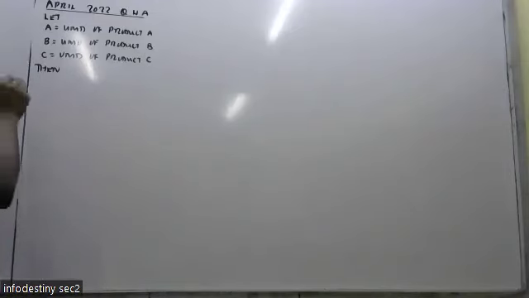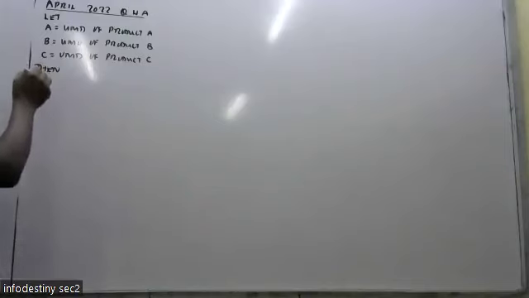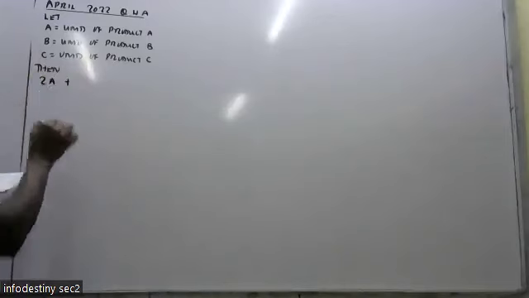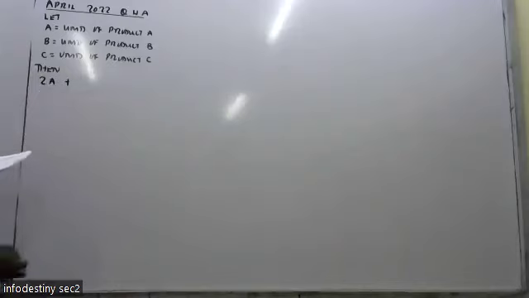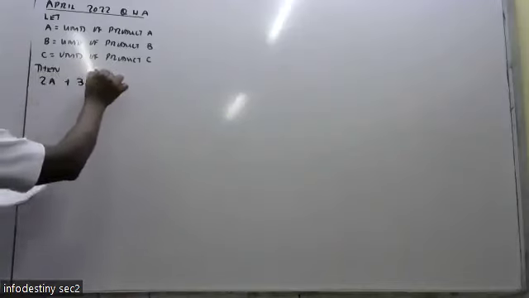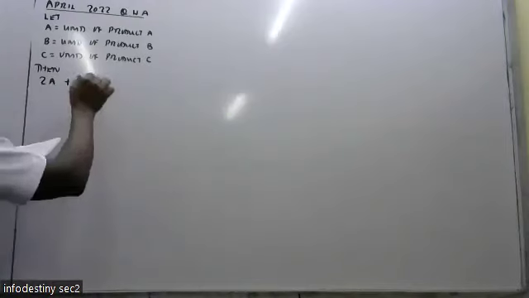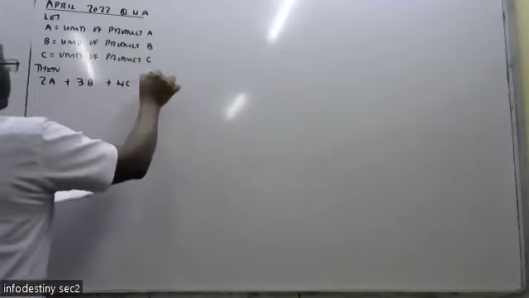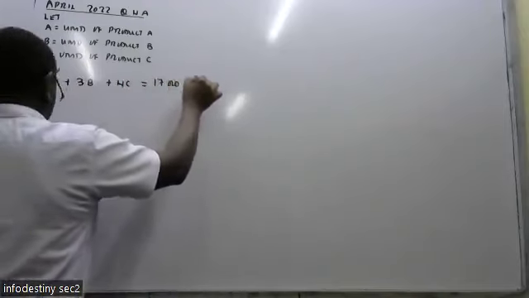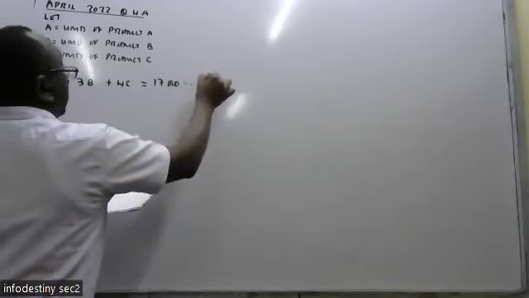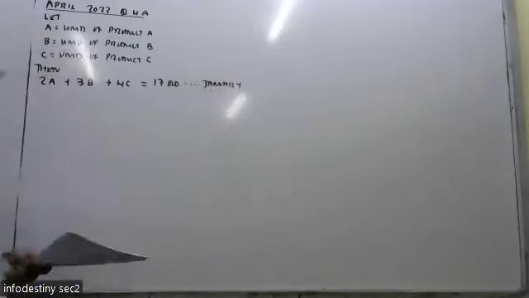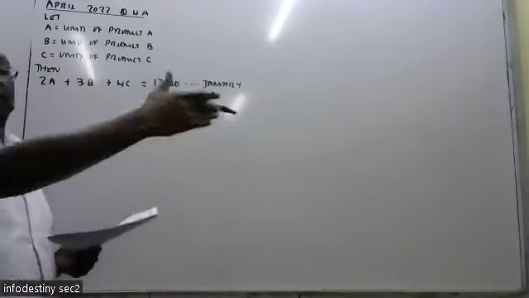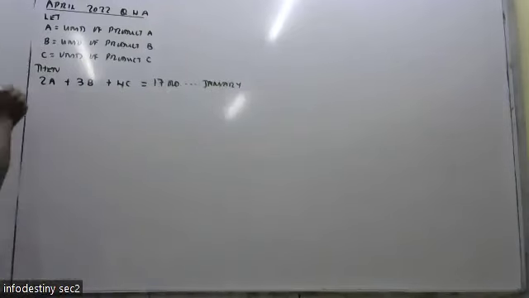So if we go without the zeros, it will be 2A plus 3B plus 4C should be equal to 17,000. This is in January. See there? That is in January. Tumetoa the 3 zeros kila mahali. Yeah. Haya, tukuje hii ingine.